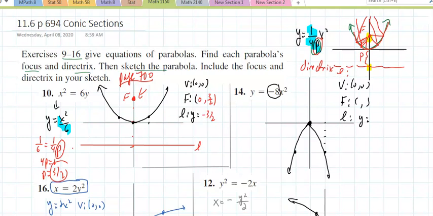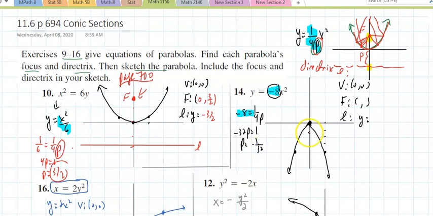If I go to number 14, apply the same idea. Again, I'm going to take whatever this quantity is, the number in front of the x squared, the a, in y equals ax squared. I'm going to take the negative 8, whatever that is, set it equal to 1 over 4p, and there it is. If I cross multiply, negative 32p equals 1. p is negative 1 over 32.